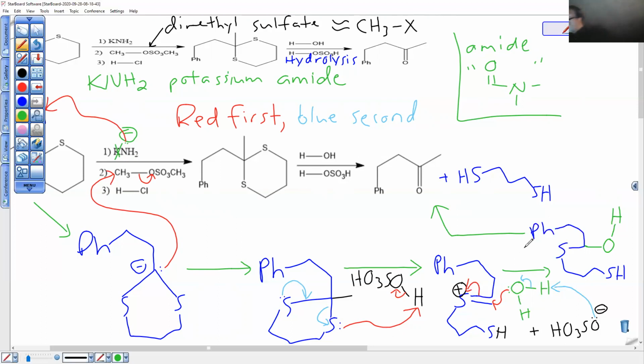Sulfur has to leave. Sulfur is not going to leave until it's a good leaving group. How did you make sulfur into a good leaving group previously? Here it's leaving. It wasn't leaving until it was protonated and a sulfonium. Same story here. Protonated to make it a better leaving group, step one.